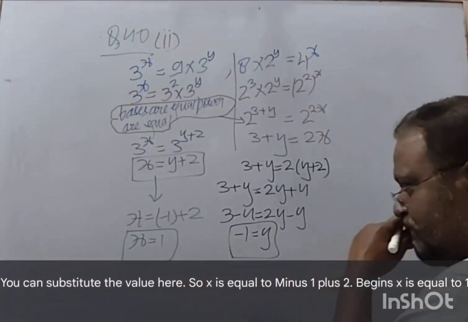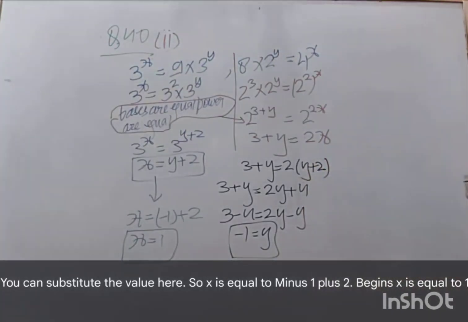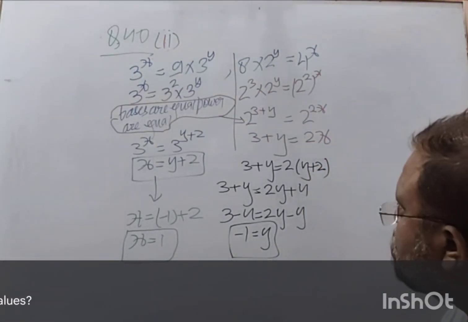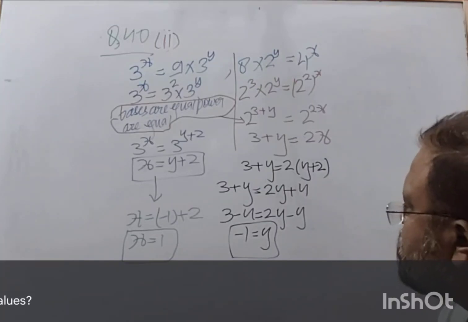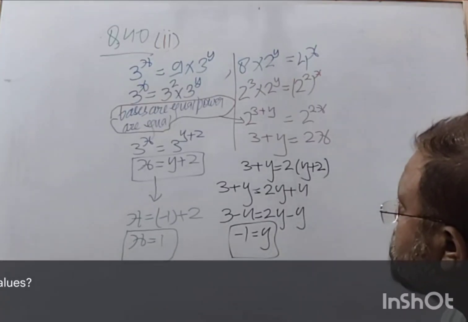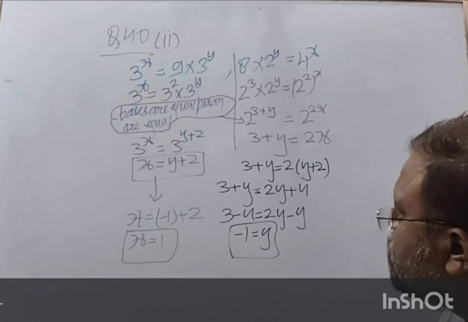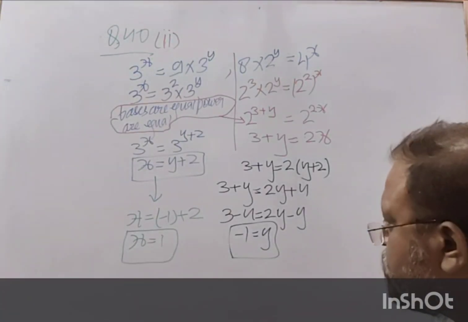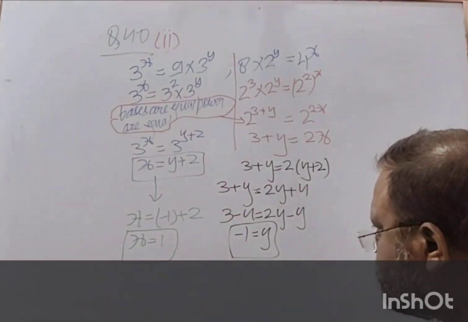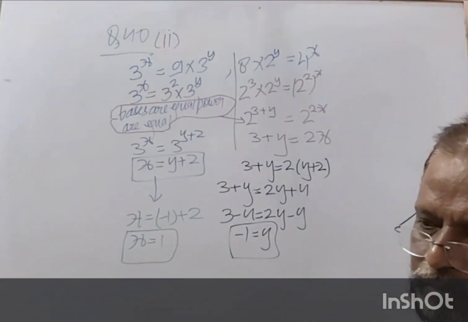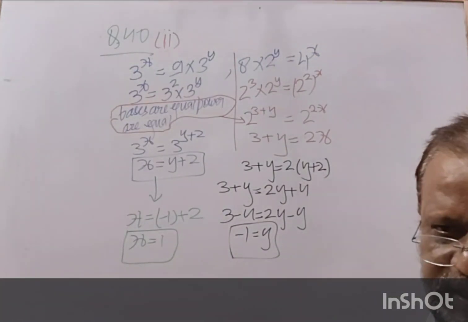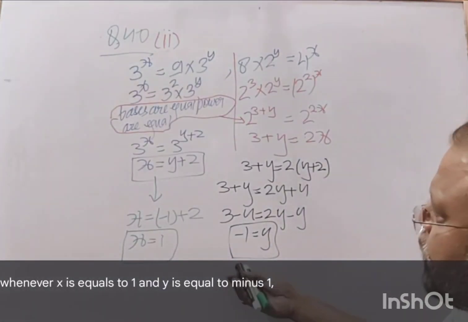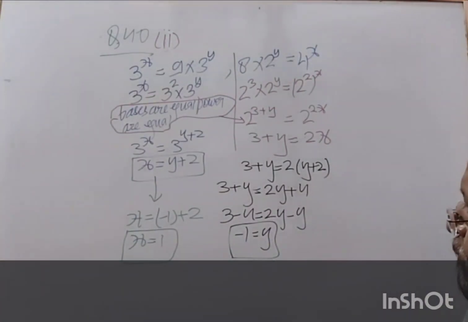You get this? So can you check the values? X is equal to 1 and y is equal to minus 1. You get it?